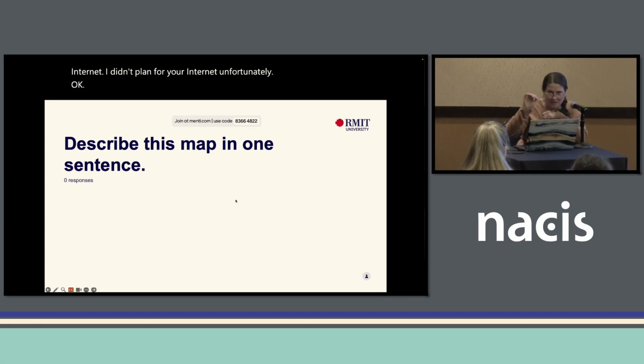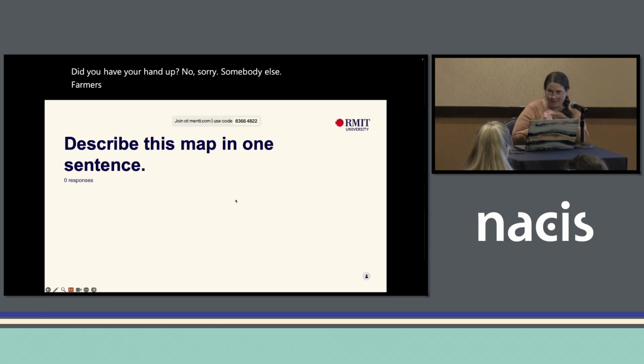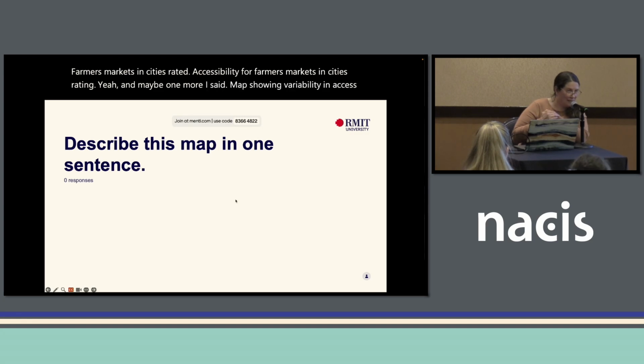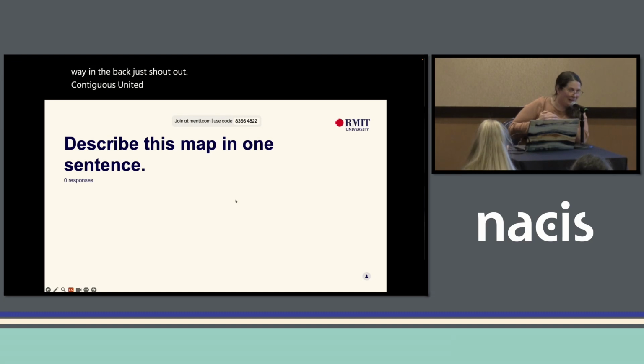Did you have your hand up? No, sorry, somebody else. Farmers markets in cities rated for accessibility. Yep, and maybe one more. I said a map showing variability in access to farmers markets in several U.S. counties. Okay, and one more. Somebody way in the back, just shout out. I wrote a map of the contiguous United States in gray showing symbols which represent farmers markets in major cities and accessibility to them.